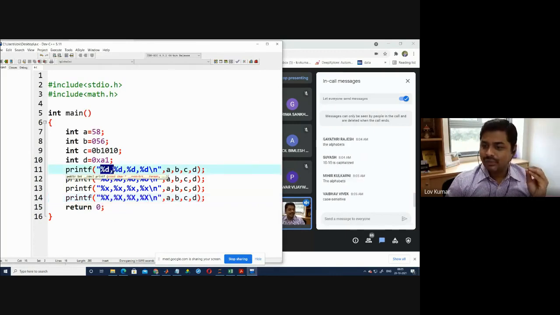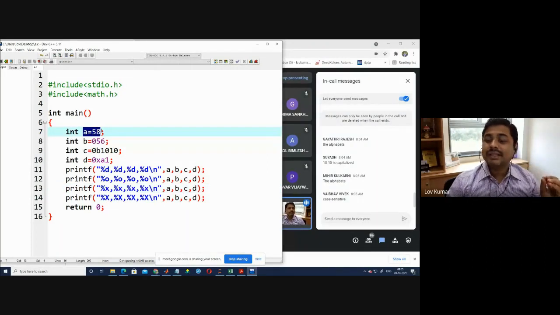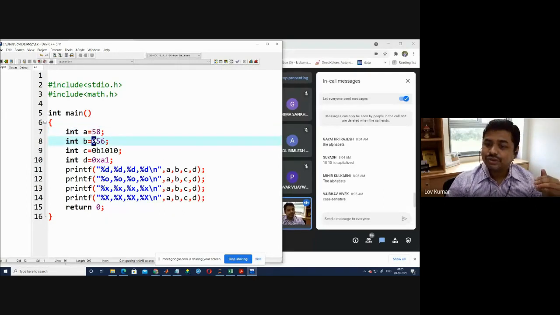If you write %d, it will print the value in decimal. If you write %o, it will print the value in octal. If you write %x, it will print the value in hexadecimal. Same like that, if you write a simple number, you are writing it in decimal. If you write 0 before the number, the number is written in octal format. If you write 0b before the number, the number is written in binary format. If you write 0x before the number, the number is written in hexadecimal format.